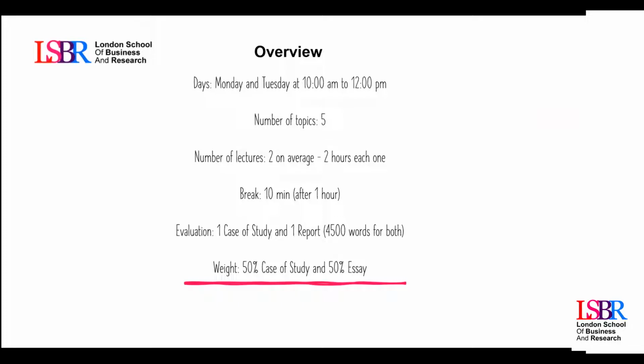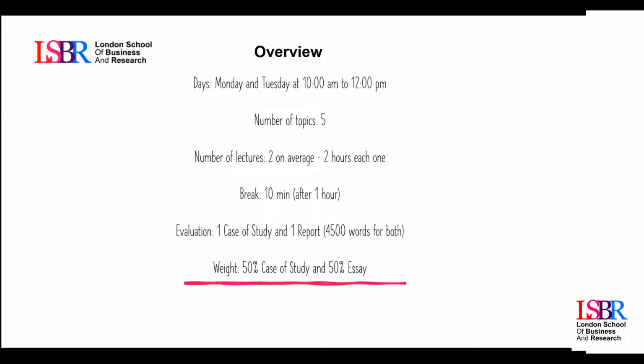The number of topics is 5 topics in 2 classes, 2 hours each one. We can have a 10 minute break after 1 hour of class. And the evaluation is a case study and one report. The case study is based on practical aspects, and the report is more theoretical. So for both evaluations, you need to write around 1,500 words.